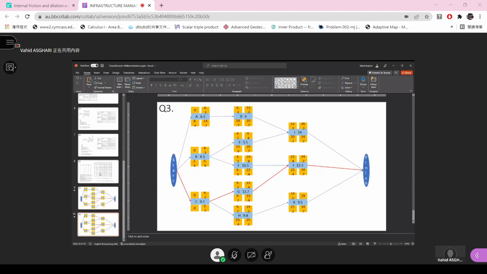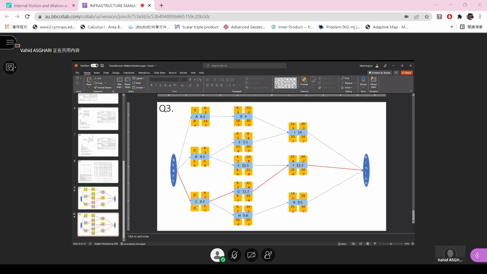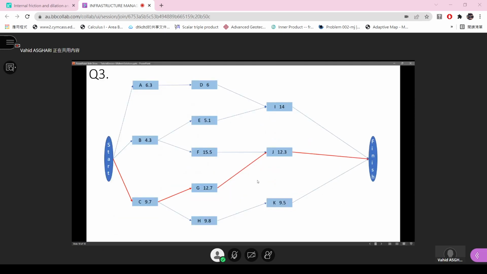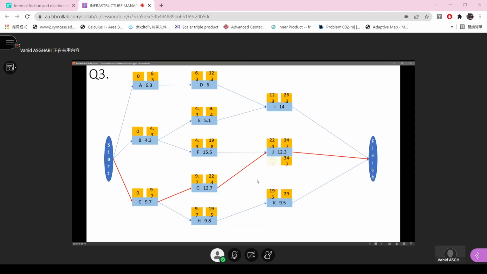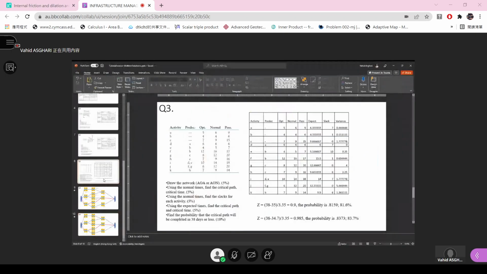For the next one, it will be similar, but this time we will need to use the expected time. Again, we have the network, but this time with the expected times. We will do it exactly the same. Then the project duration will be 34.7 days. And CGJ will again be the critical path, and the duration will be 34.7.